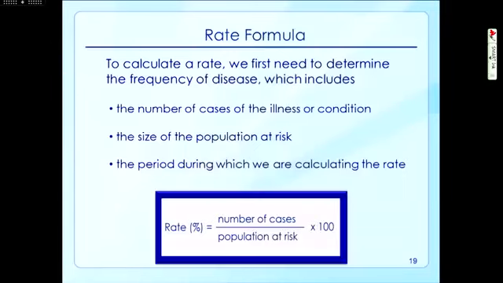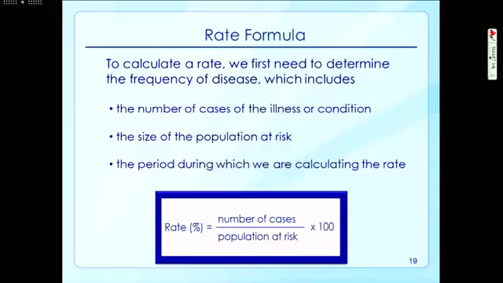To calculate a rate, we first need to determine the frequency of disease, which includes these three components: the number of cases of the illness or the condition we're counting, the size of the population at risk, and the period during which we're calculating the rate. The formula shown on the slide provides the number of cases as a percentage of the population for a given period. So let's say, for example, that you want to find out how common it is in your city that people don't wear seatbelts while they're driving.